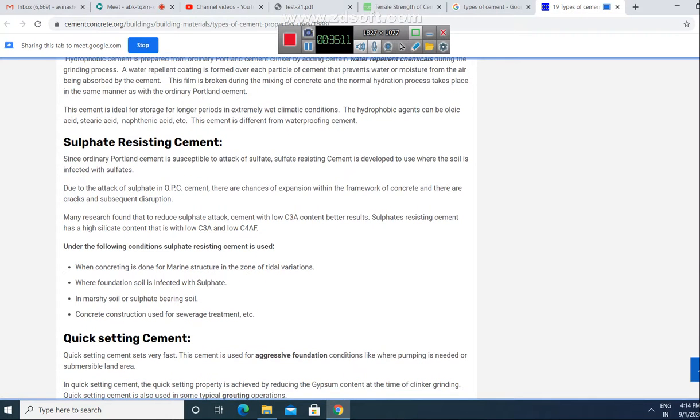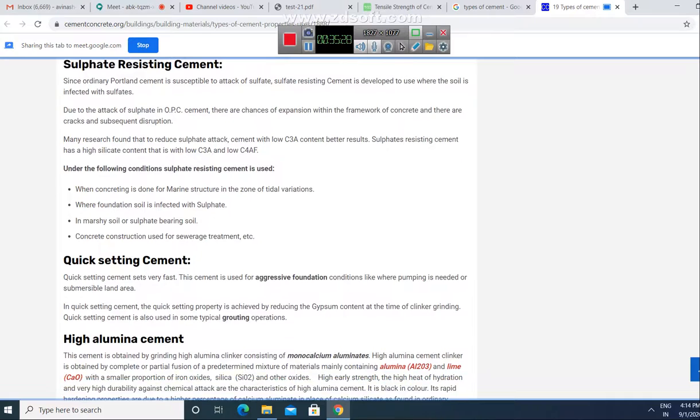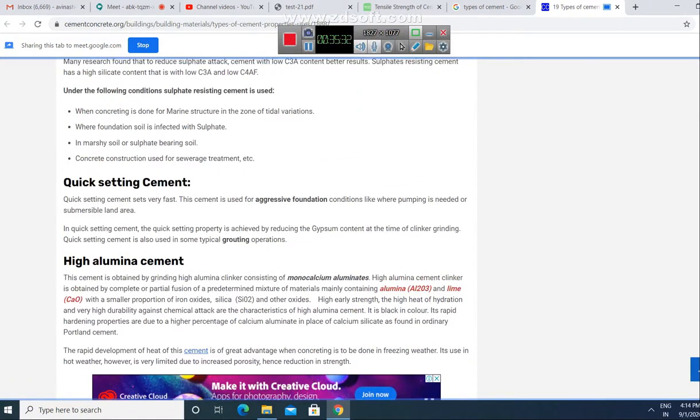Sulfate resisting cement can be used in the following conditions. When concreting is done for marine structures, I already told you, near to seashore, where foundation soil is infected with sulfate, in marshy soil or sulfate bearing soil, concrete constructions for sewerage treatment, etc. So that is about the sulfate resistant cement.